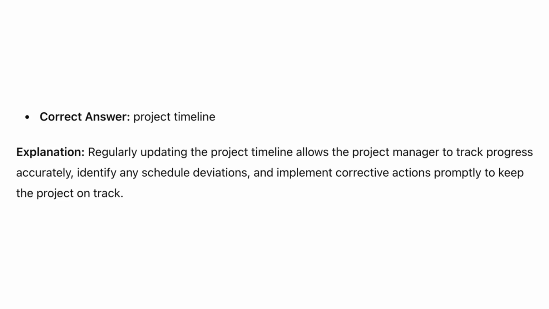Correct answer: project timeline. Explanation: regularly updating the project timeline allows the project manager to track progress accurately, identify any schedule deviations, and implement corrective actions promptly to keep the project on track.